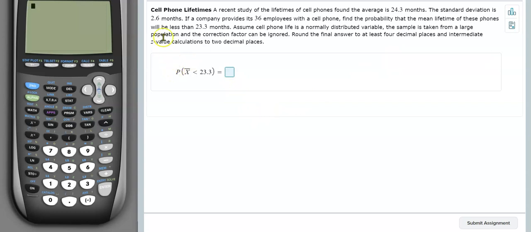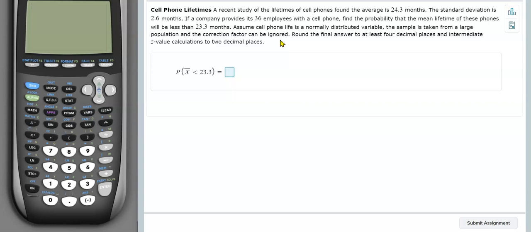So the probability of X bar, so remember here I'm using the central limit theorem because I'm using the X bar, so the sigma will change. The sigma that you're going to be using is not 2.6 anymore, it's 2.6 divided by radical n, which is radical 36, right? And here they are assuming that cellular phone life is a normally distributed variable, and this sample is taken from a large population, and the correction factor can be ignored, right? So there is no correction factor, which means we are using the Z table. This in conclusion.